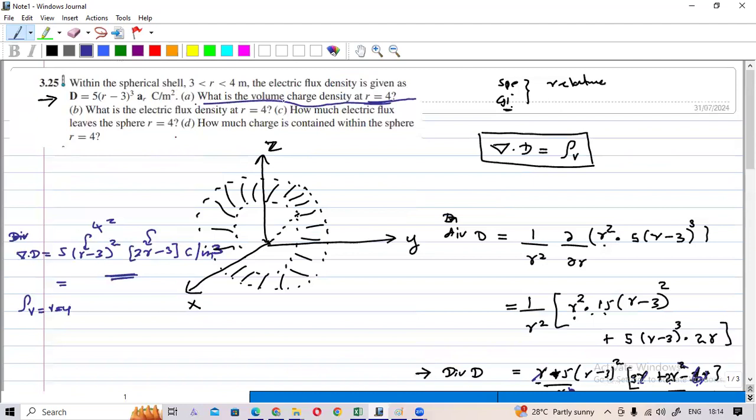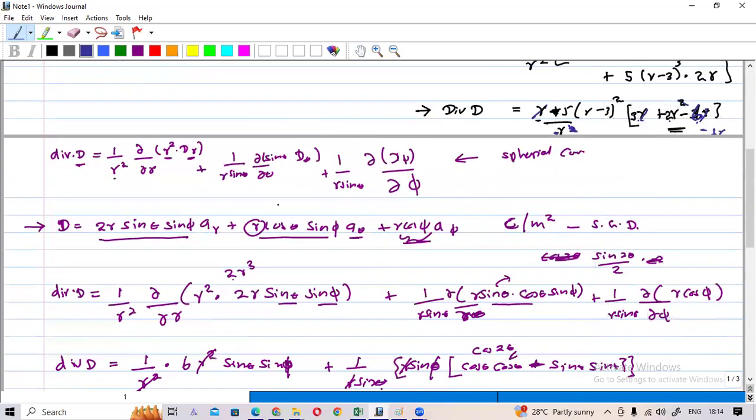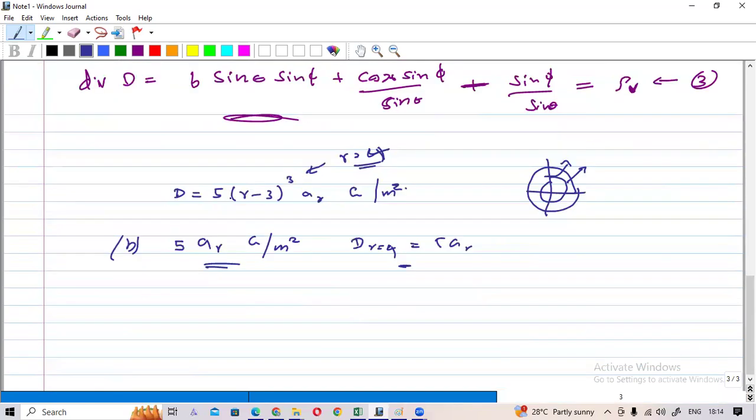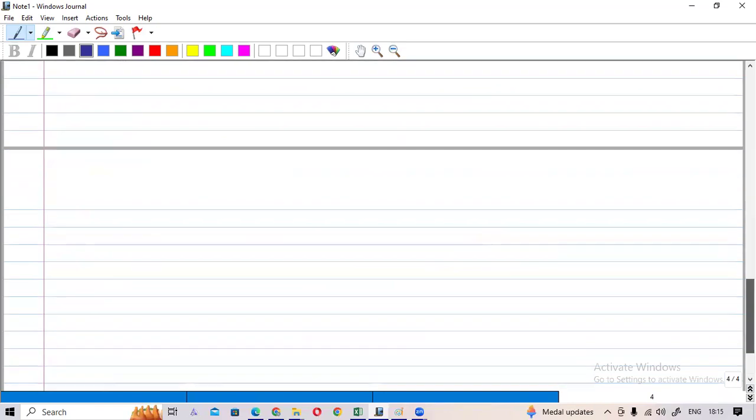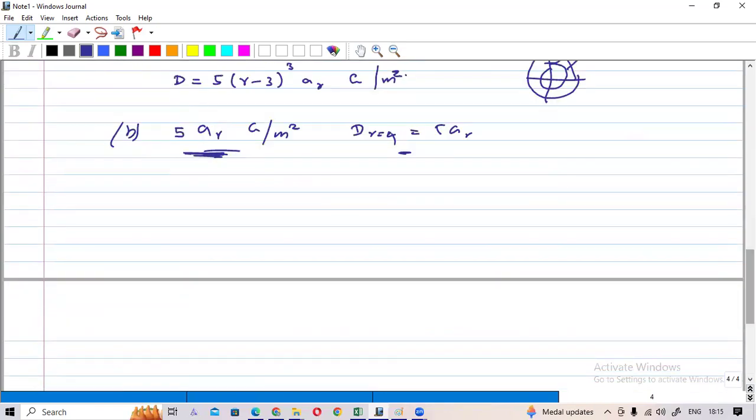And how much electric flux leaves the sphere? Now you are asked to find the electric flux. The flux density is given, and now you are asked to calculate the total flux. That one you need to calculate by applying the Gaussian law. In Gaussian law, what is stated?